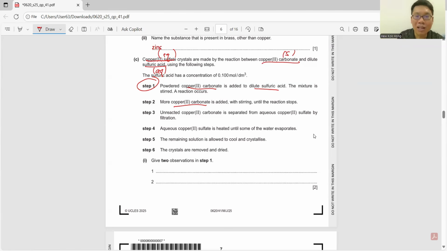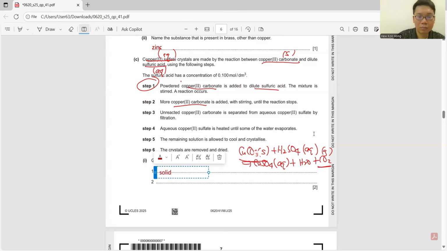Give two observations in step 1. Step 1, reaction between carbonate and acids. So copper carbonate, a solid, plus H2SO4, an aqueous, we know that they will form copper sulfate aqueous and then H2O and CO2. So the observation that we will see is that a gas is formed, CO2, and also the solid is dissolved. Here's the first observation, and then the CO2 released will form bubbles or fizzing.